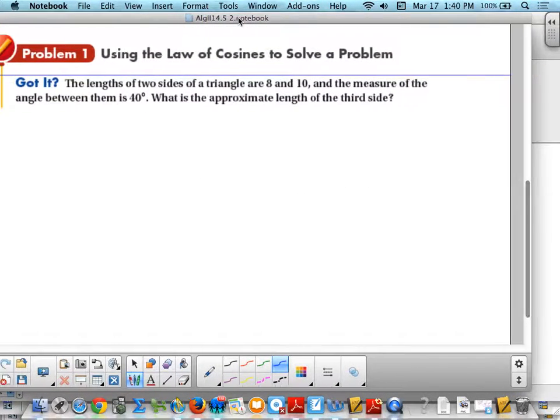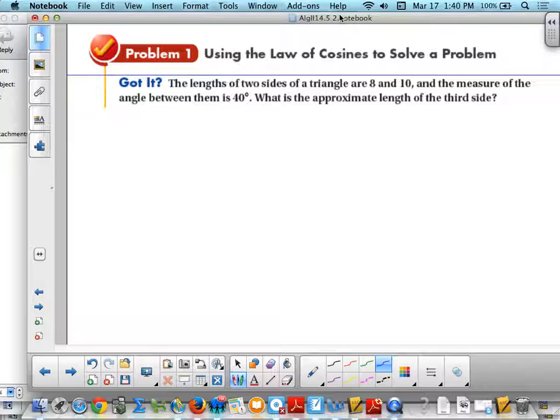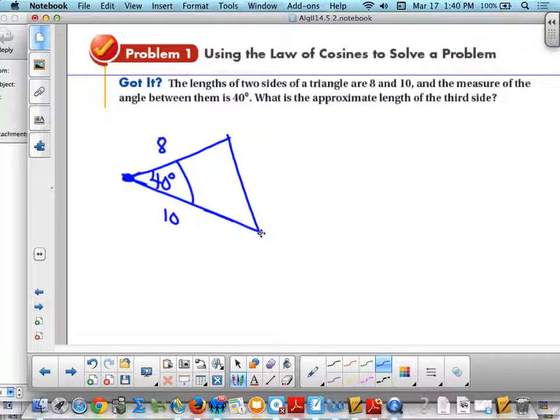All right. So it says the lengths of 2 sides of a triangle are 8 and 10, and the measure of the angle between them is 40 degrees. So I guess what I would do is try to make a 40-degree angle. There it is. I'd say one side is 8. The other side is 10. I might draw it a little longer. And then I'd connect them. It says, what is the approximate length of the third side? So what we're looking for is the third one, the other side, this side.